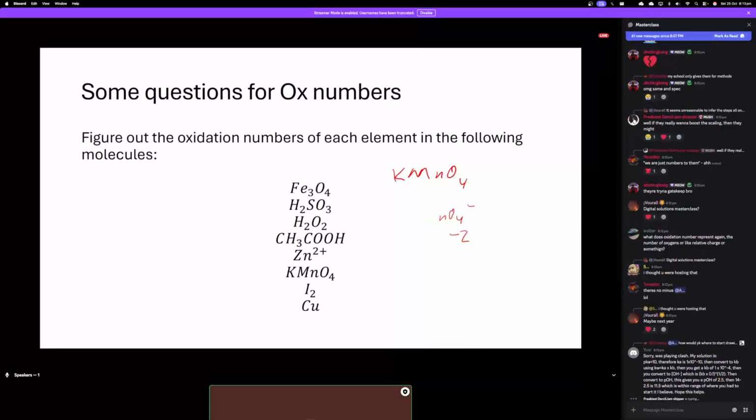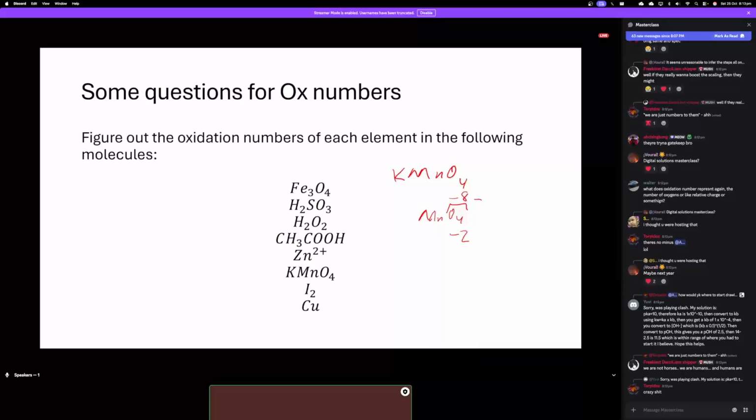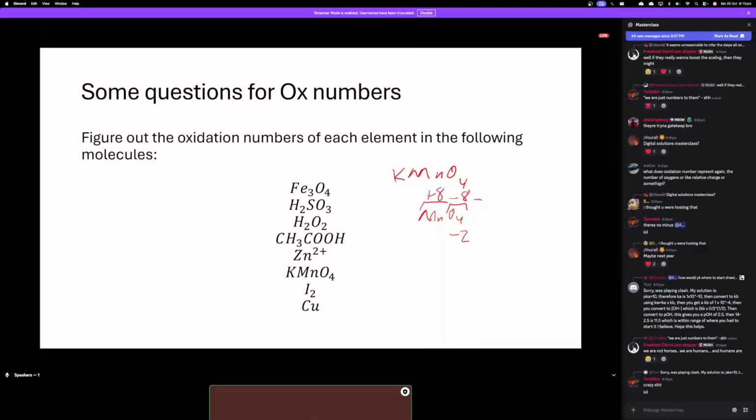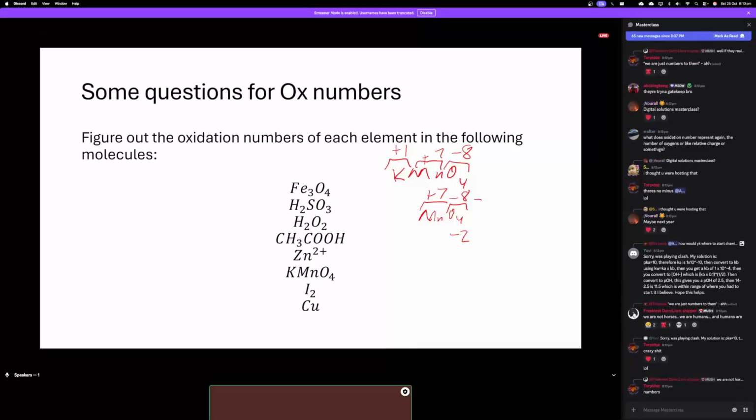Again, the working really doesn't matter, but I like to write this as -8 because there's 4 of them. So therefore, the manganese is +7, because +7 -8 gives -1. And because KMnO4 is a neutral molecule, the potassium should be +1. Hopefully that all makes sense. If you want to take a screenshot of these, have a go at these. Some of them should be really easy. Some of them, I guess, are a little bit trickier.